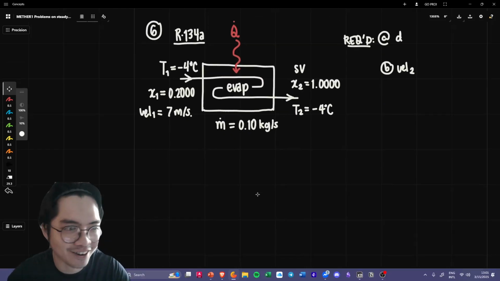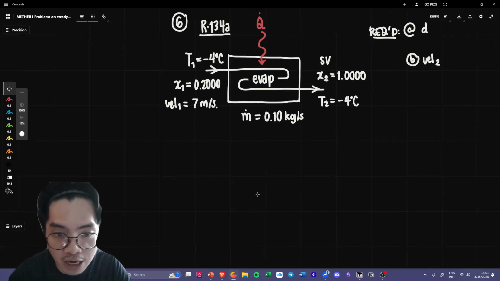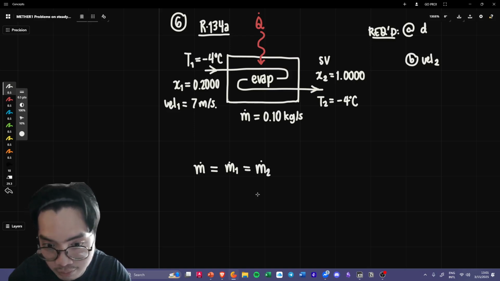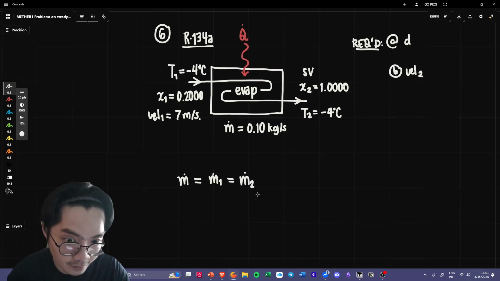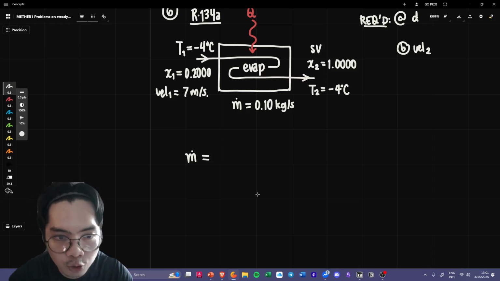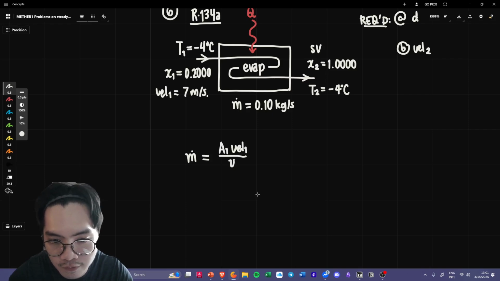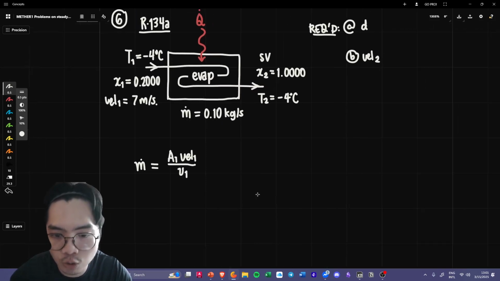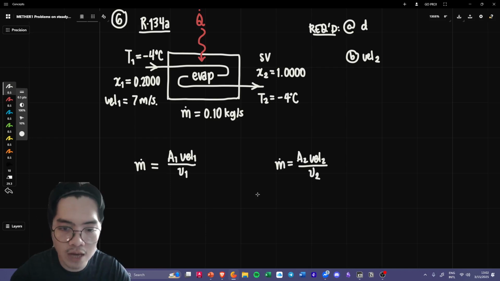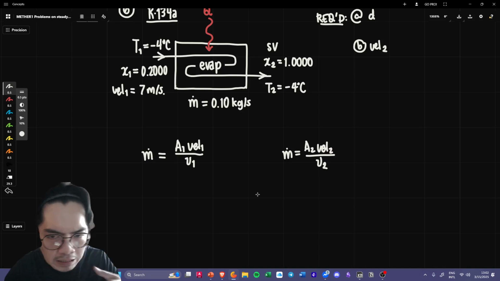Conservation of mass. There you go. Conservation of mass suggests that your mass flow rate should be equal to the mass flow rate at state 1, which is also the mass flow rate at state 2. Doesn't need to be said, kind of. So that means that your mass flow rate, which is already given, should be equal to A1 VEL1 over V1. And that should also be equal to A2 VEL2 over V2. So now we have an idea. Oh, okay, I think I need these things.